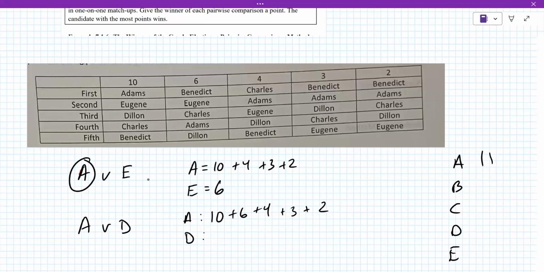So now let's do Adams versus Charles. Again, Adams gets the 10 from the first column because he's above it. In the second one, Charles gets the 6. In the third one, Charles wins, so he gets the 4. They're not tied. In the next one, Adams is above Charles, so he gets the 3. And in the last one, Adams is above Charles, so he gets the 2. So again, Adams wins.